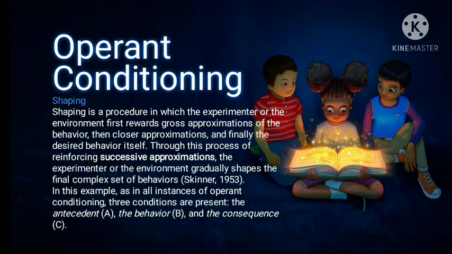In this example, as in all instances of operant conditioning, three conditions are present: the antecedent, the behavior, and the consequence. So the antecedent is the environment or setting where the behavior happens.